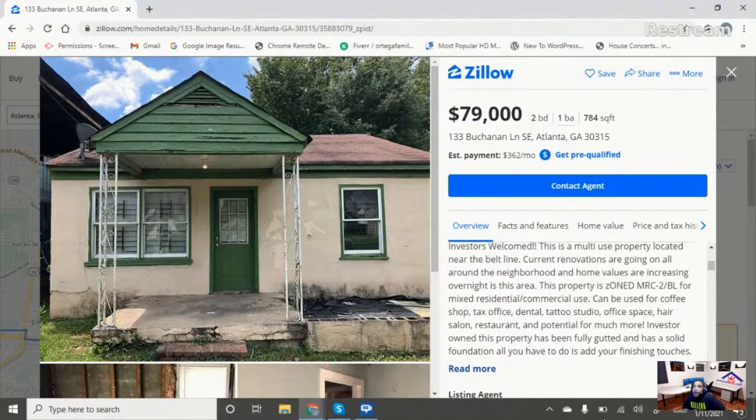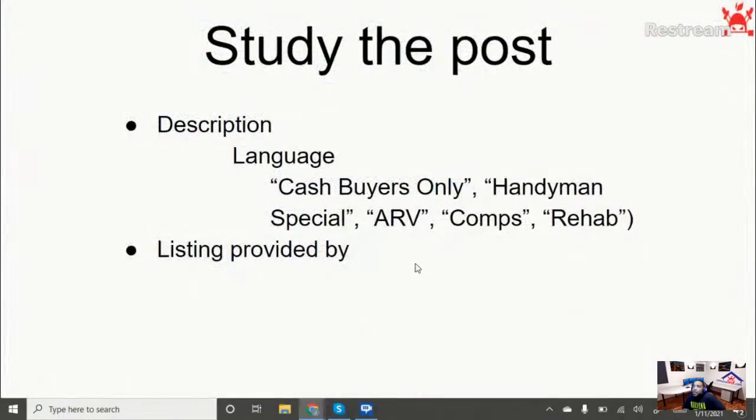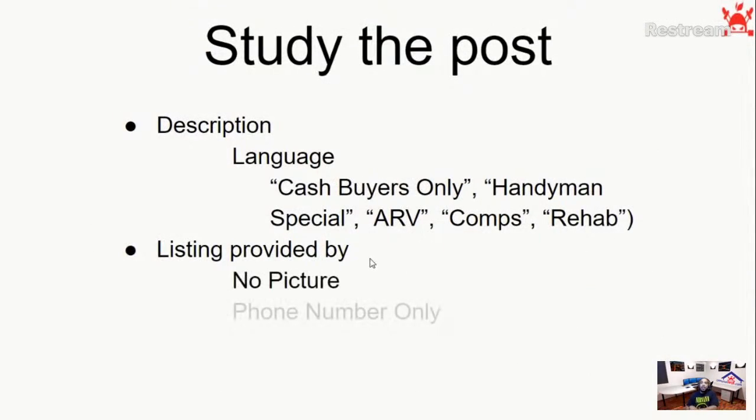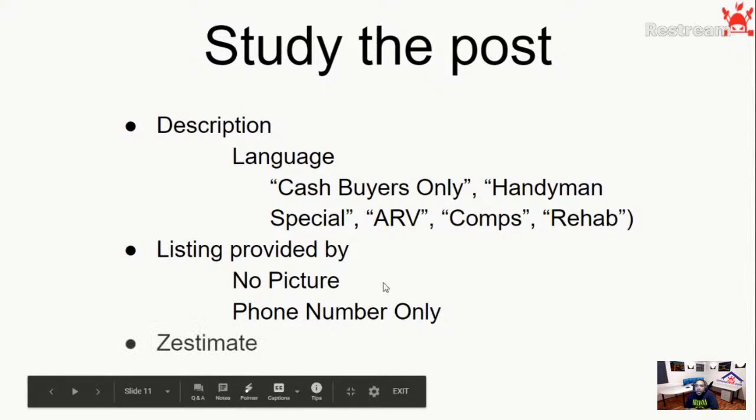All right, let's go back. So the next thing, no picture, phone number only, some things that we talked about. All right, next thing we're going to talk about is this estimate. This is the only time I'm ever going to tell you to look at this estimate.